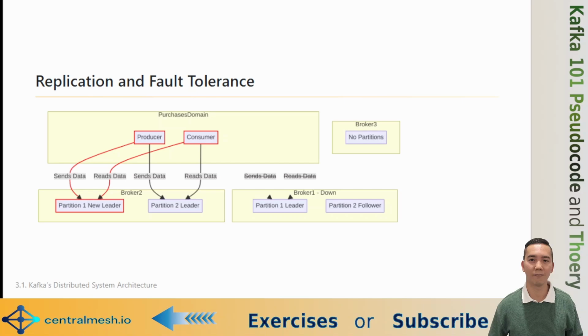When broker 1 goes down, Kafka automatically promotes the follower for partition 1 on broker 2 to be the new leader. Both the producer and consumer now interact with partition 1's new leader on broker 2, ensuring continuity.